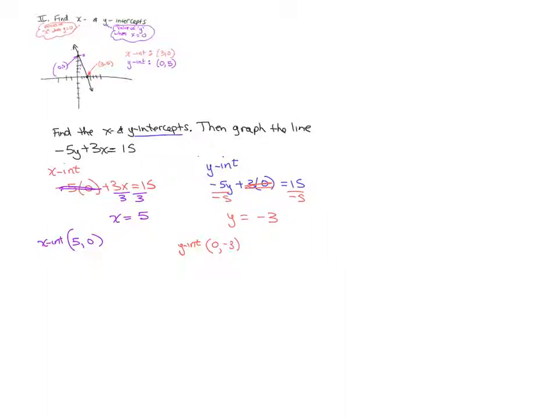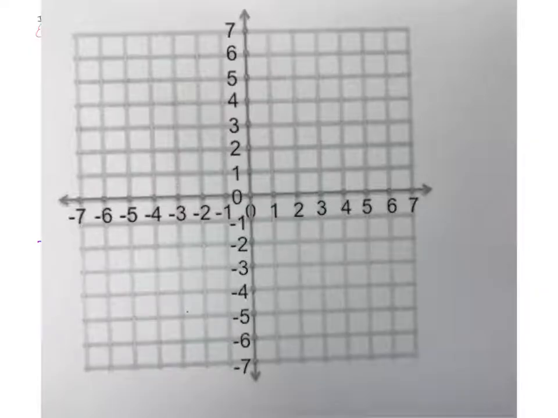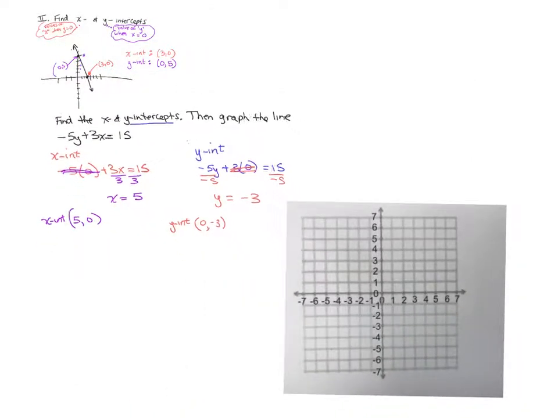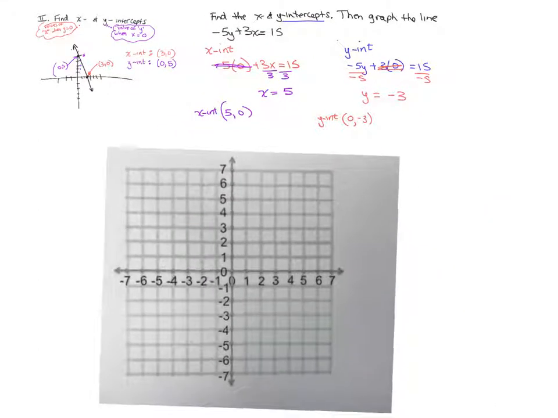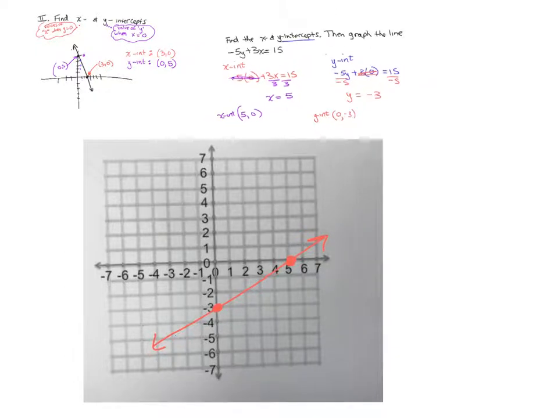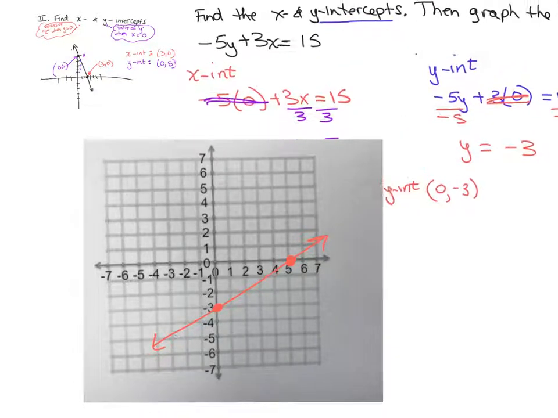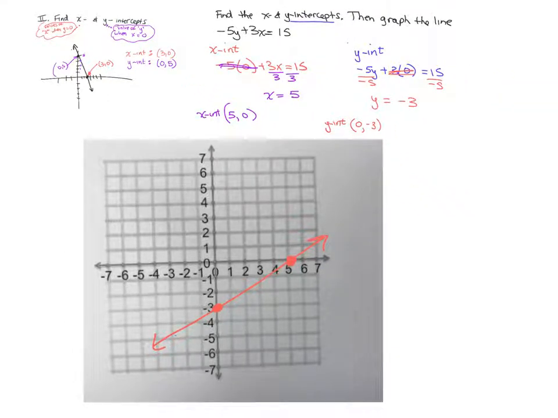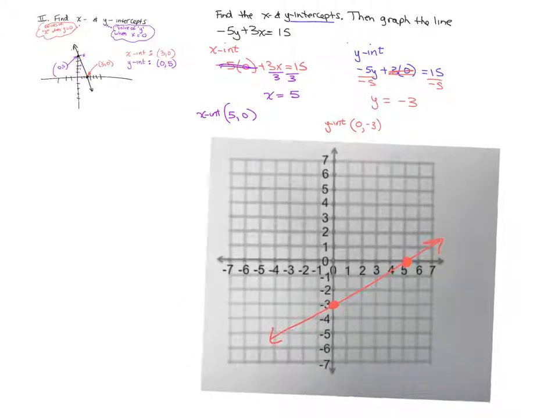It was asking beyond just the x and y intercept. It was asking for you to graph the line. So now, in order to graph this, it hopefully will be pretty straightforward. You already know that your x-intercept is 5. You already know that the y-intercept is negative 3. Connect the dots, and now you have your graphed line. So this question, again, was asking for the x and y-intercepts and to graph the line.